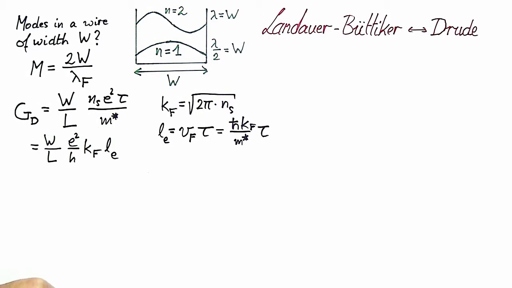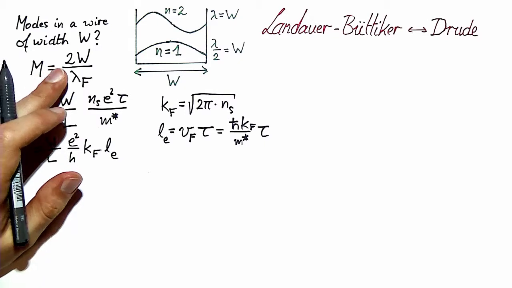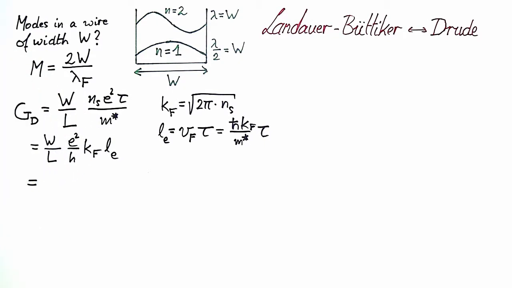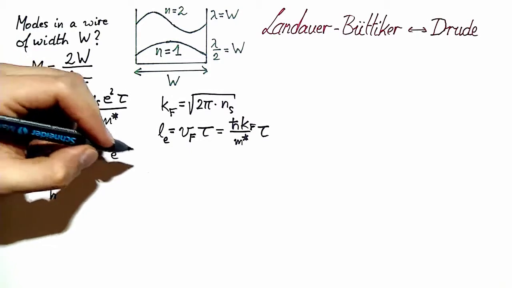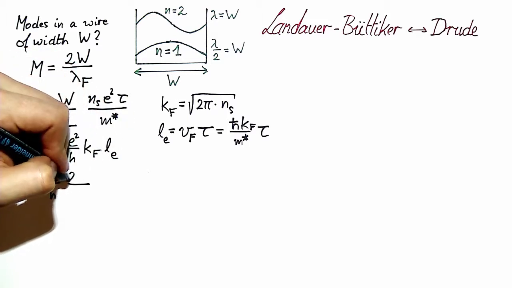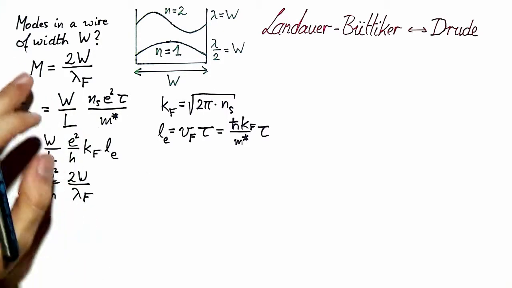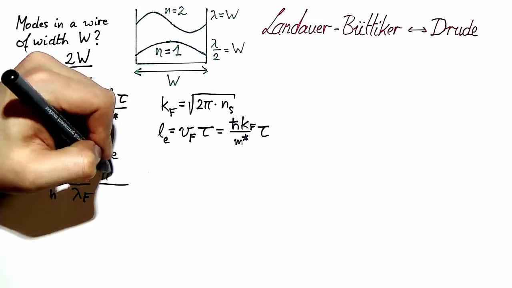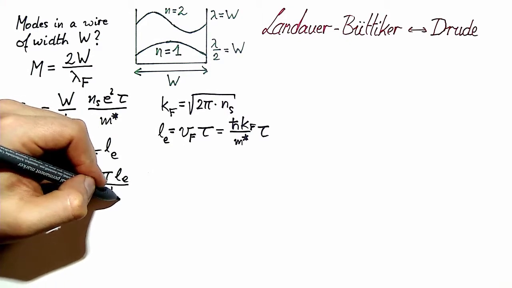And this result is already starting to look like the Landauer-Büttiker result, with the conductance quantum appearing here. And in order to see the number of modes in here, we write kF as 2 pi over lambda F. And now rearranging the terms, we have the conductance quantum times 2 times width over lambda F. So this is the number of modes. There is a pi from kF, then the elastic mean free path, and the length of the conductor.